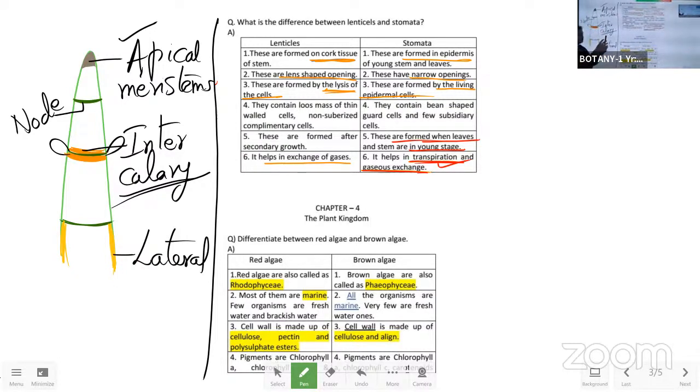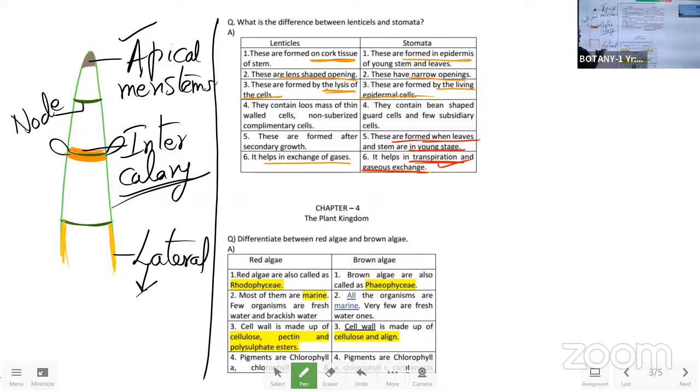If you say this is the stem, on the lateral side, on both sides of this, the lateral meristems are present. Like that for the root also, the same thing. On the lateral side, the lateral meristems are present. These are meant for doing the secondary growth. That means to increase the thickness of the stem.